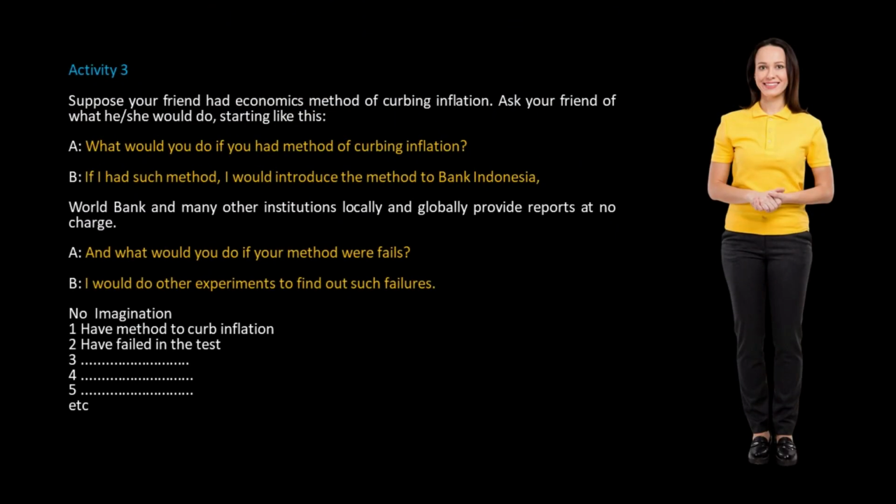Activity 3. Suppose your friend had economics method of curbing inflation. Ask your friend of what he or she would do, starting like this. A. What would you do if you had method of curbing inflation? B. If I had such method, I would introduce the method to Bank Indonesia, World Bank, and many other institutions, locally and globally, provide reports at no charge. A. And what would you do if your method were fails? B. I would do other experiments to find out such failures.